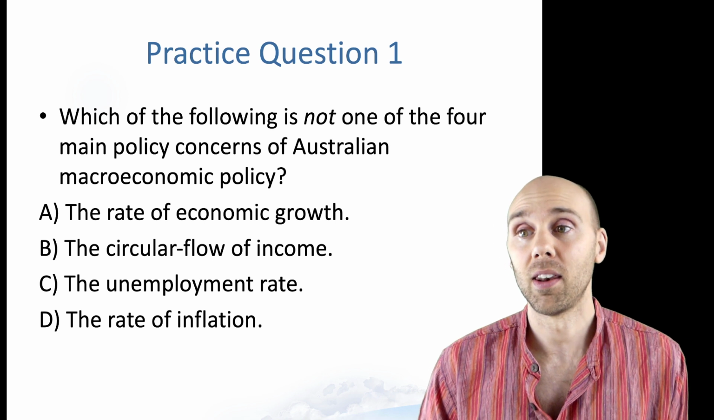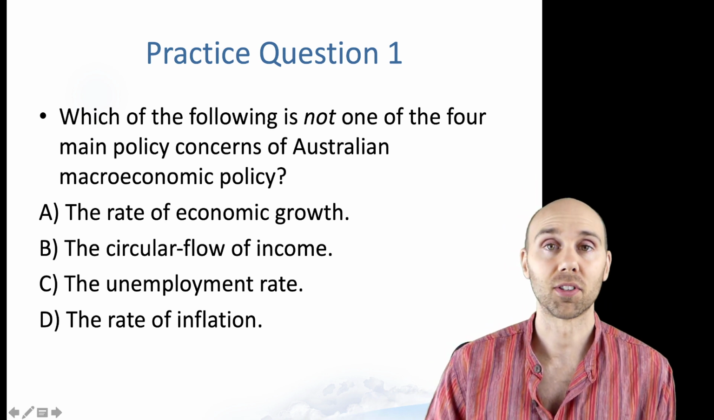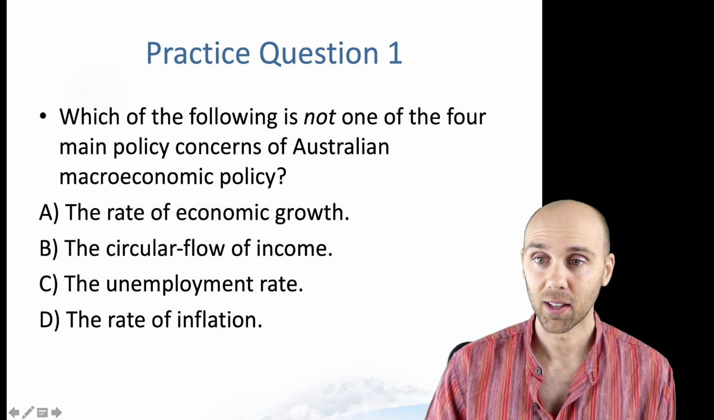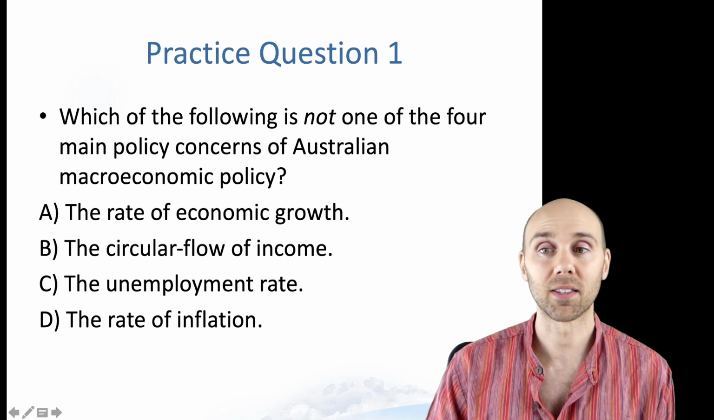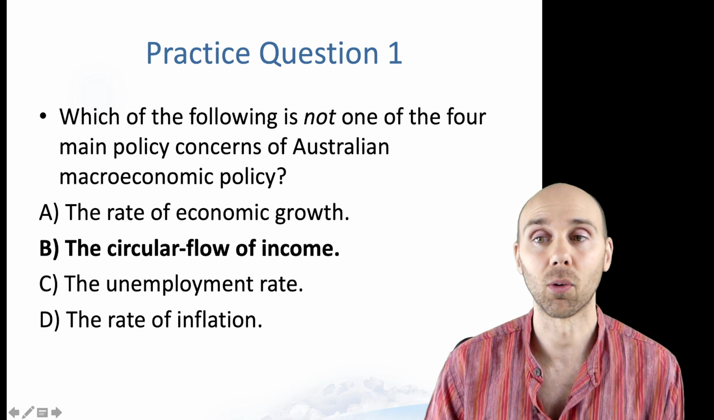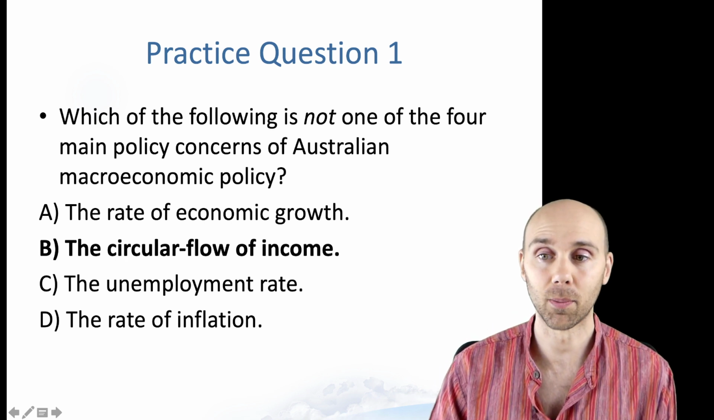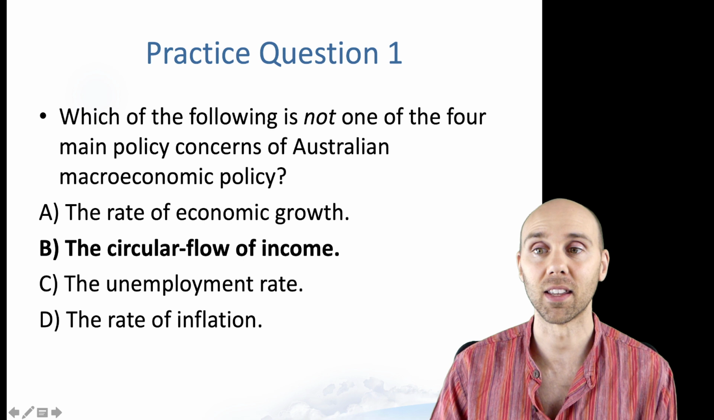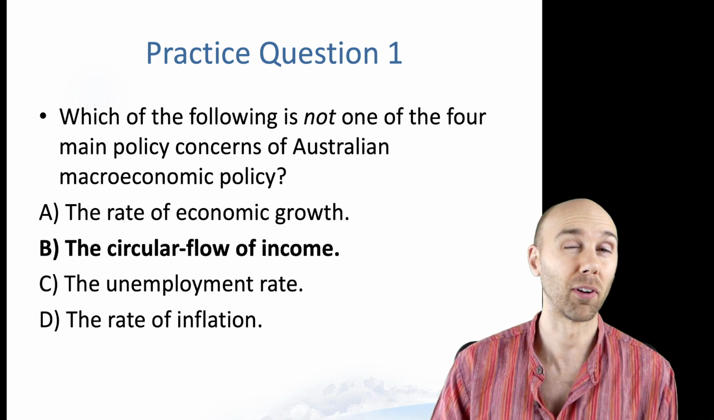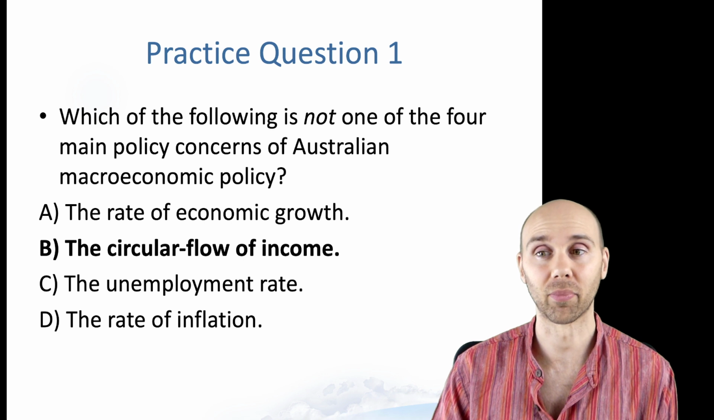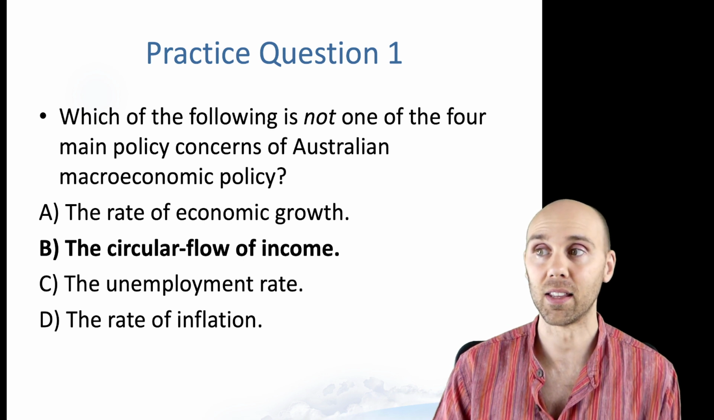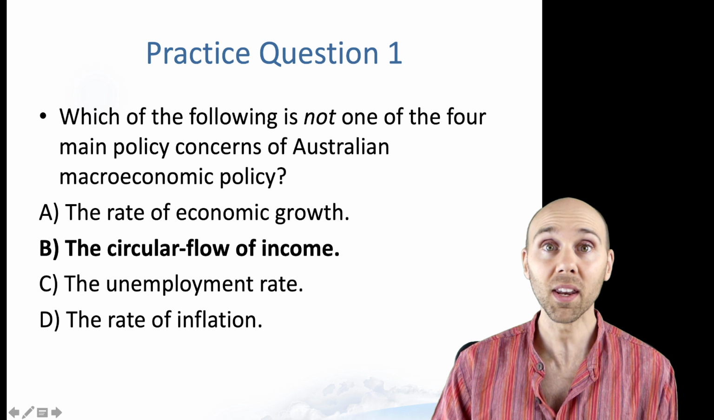Well, there are a number of main policy concerns of Australian macroeconomic policy. I put four in there because there are four different options, but there are three main ones that we focus on, which are about GDP, unemployment, and inflation. The circular flow of income, while important in describing the macroeconomy, is not one of them. Next question.